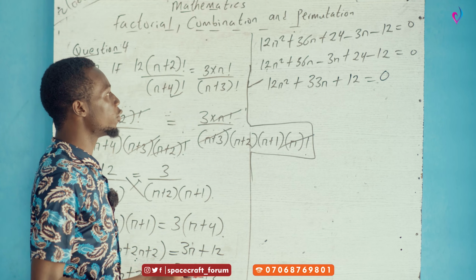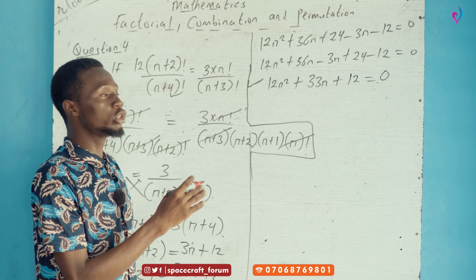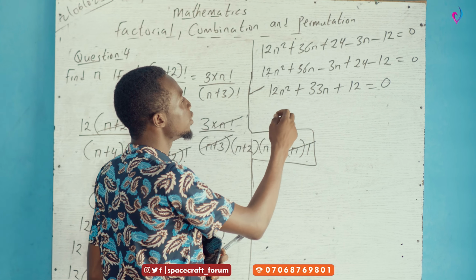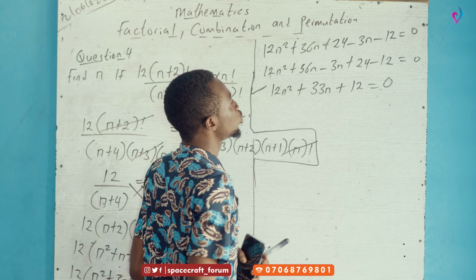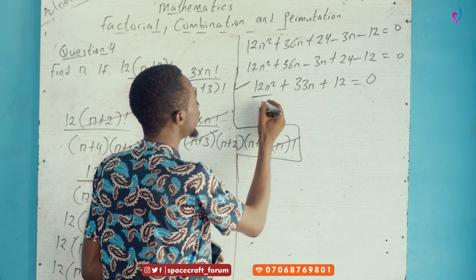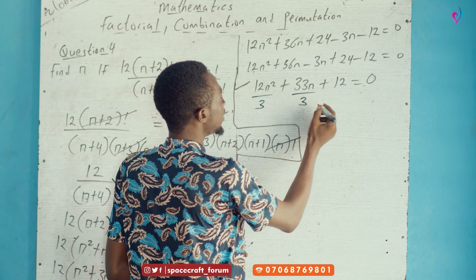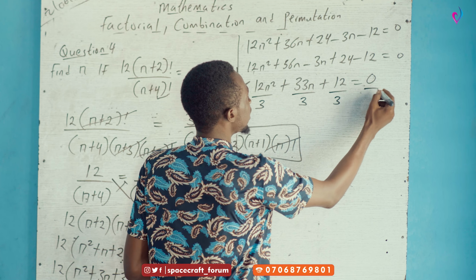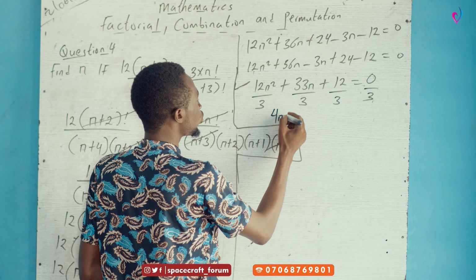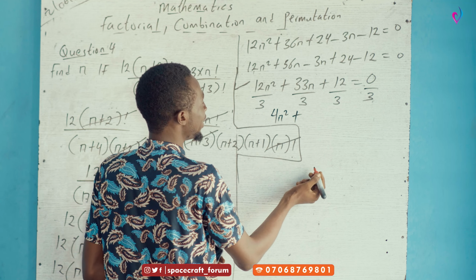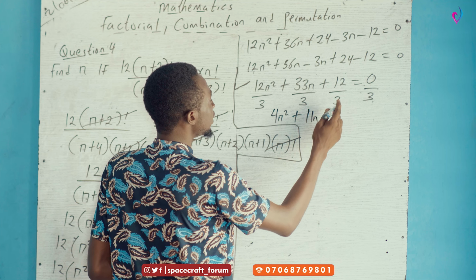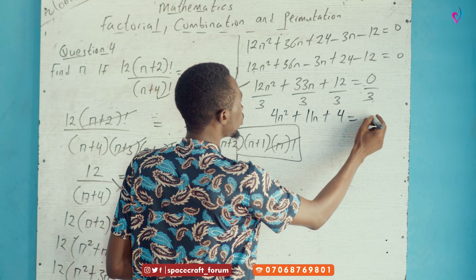So you can see that we have already obtained a quadratic equation here. We have 12n square plus 33n plus 12 is equal to 0. And divide through by 3. So I'm having 12 divided by 3, then 33 divided by 3, then 12 divided by 3, 0 divided by 3. From here, 12 divided by 3 is 4. So I'm having 4n square plus 33 divided by 3 is 11n, then plus 12 divided by 3 is also 4, is equal to 0.